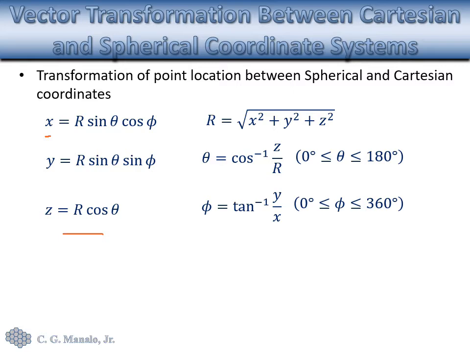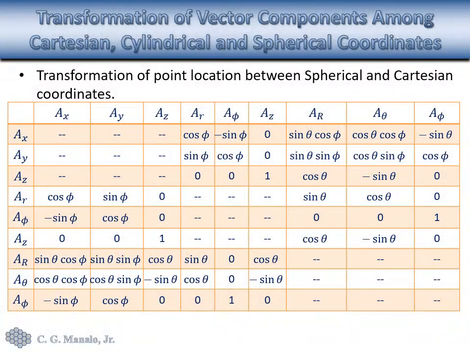So let's say we want to get the corresponding Cartesian coordinate from the spherical coordinate, we can use this. And if we want to get the spherical coordinates from the Cartesian coordinates, we can use these relationships. To assist us in the transformation of the coordinate system from one coordinate system to the other, we can use this table.